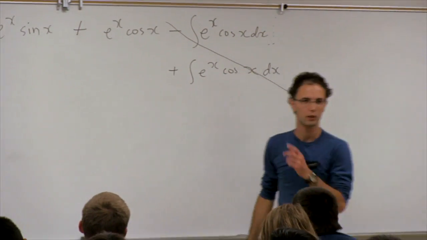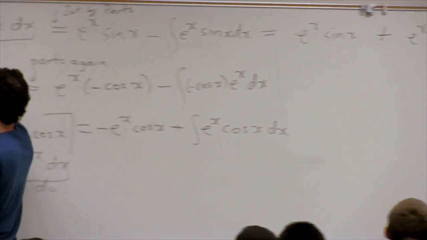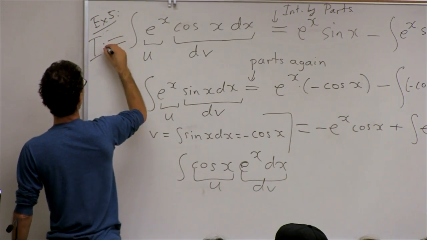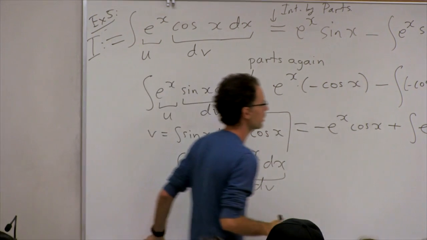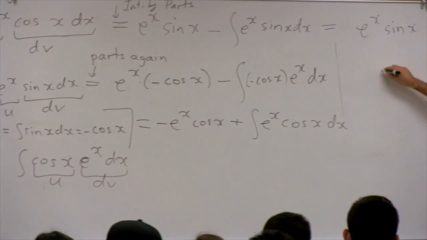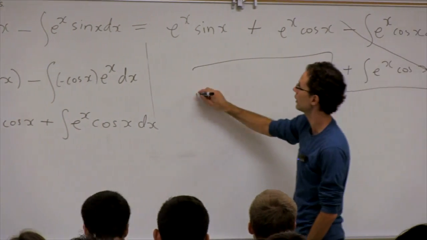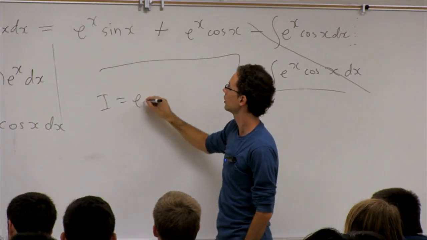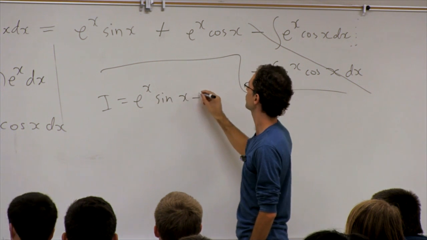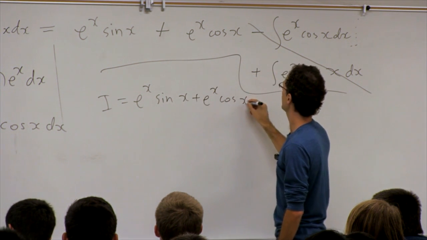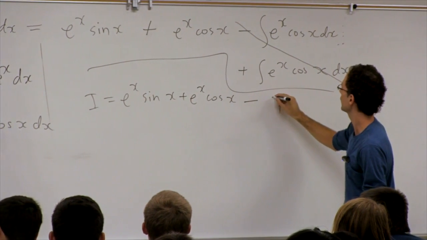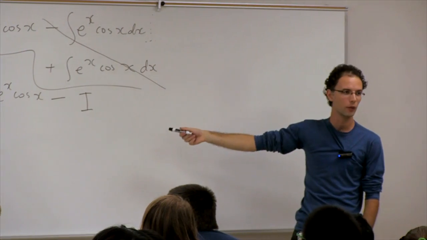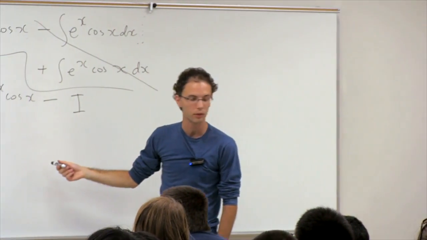So let me write this out in a way that's a bit more clear. So what do we do? Let's call this original integral I. This is just defining I to be this integral. And we discovered, just to restate what I did here, that this integral was this quantity, e to the x sine x plus e to the x cosine x minus I, because it's the same integral we started with. And then we just solve this for I by adding I to both sides.